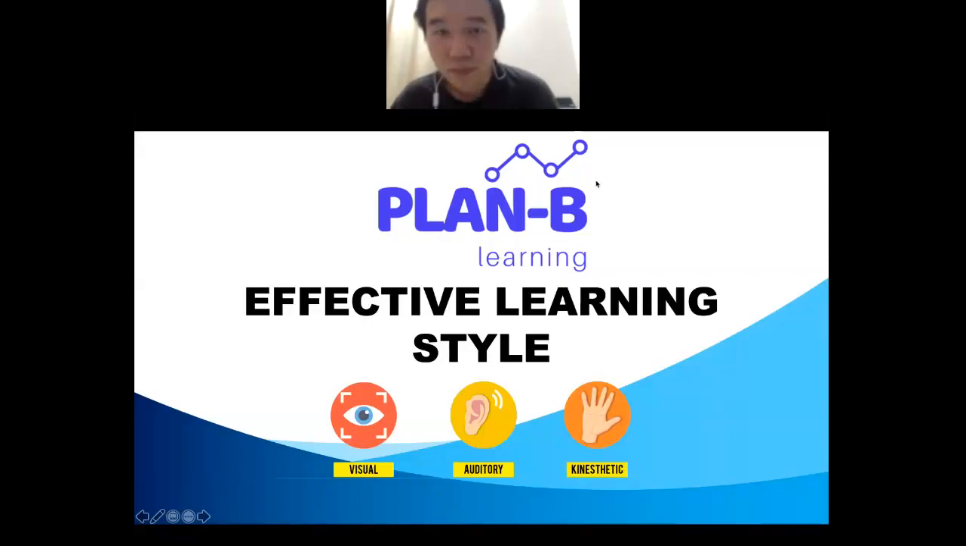All right. So for some of you, you might not know what an effective learning style is, or probably you have heard before. But I can assure you that most of you have one. Okay, kebanyakan anda memang ada learning style. You really have one, it's just that you might not know what your learning style is. All of us have 3 learning styles: ada visual, ada auditory, ada kinesthetic.